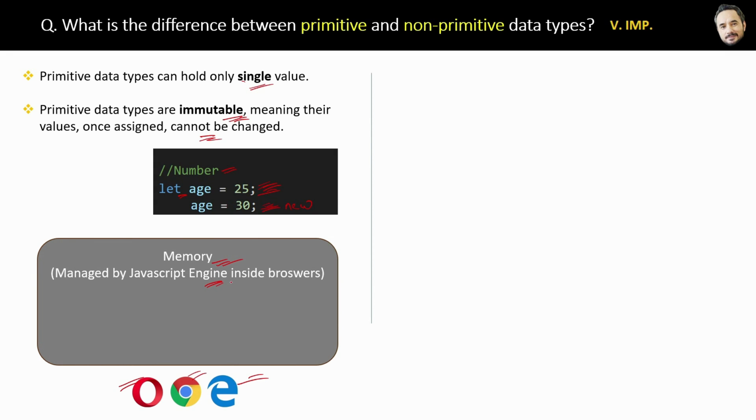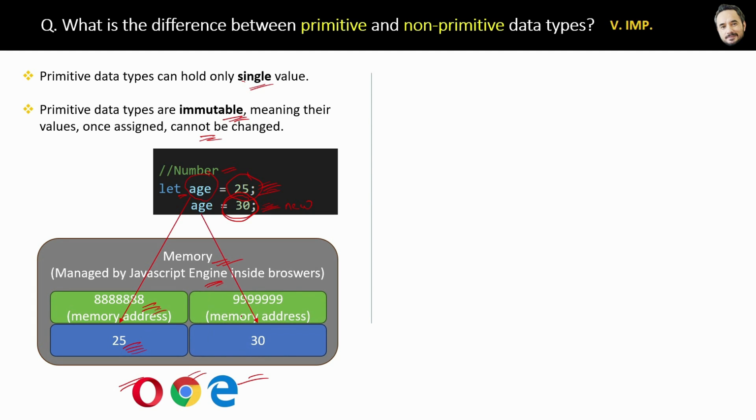What happened actually is, for example, this is the memory managed by the JavaScript engine inside the browser. When a new age variable is created for the first time, a new memory is occupied by this variable and the value is stored there in the memory address. But when the variable value is updated or modified to suppose 30, then again a new memory is assigned with a new address like this. And now the variable age is assigned to this new memory address with a new value.